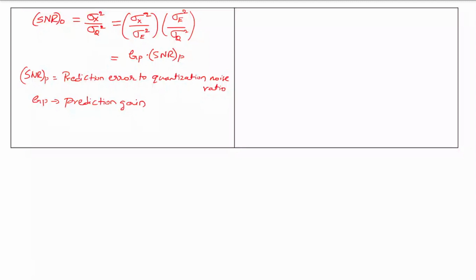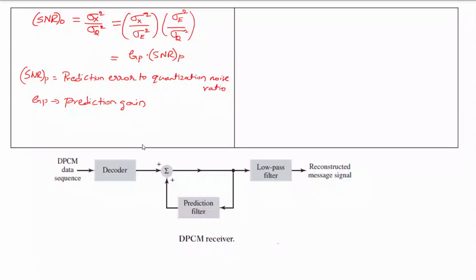The name differential pulse code modulation comes from the fact that the difference between the sample and its predicted value is what is being coded. We'll move on to the next kind of modulation scheme, the conversion of analog to digital form. Before that, we'll see the receiver. I think we have not discussed this receiver.